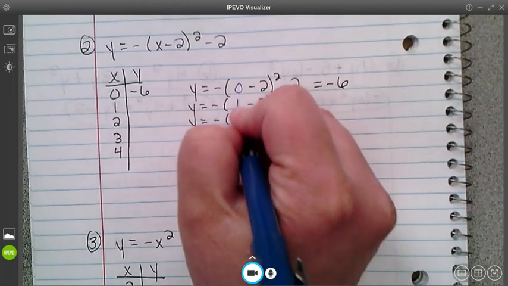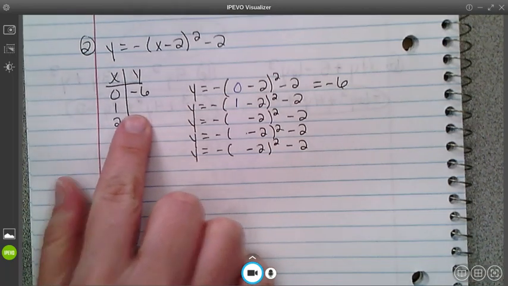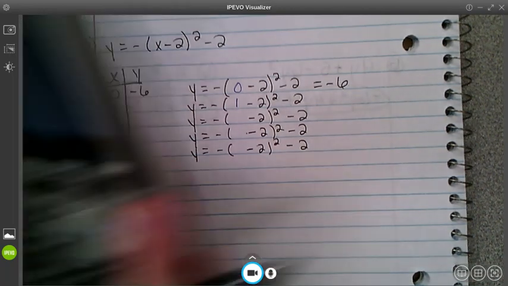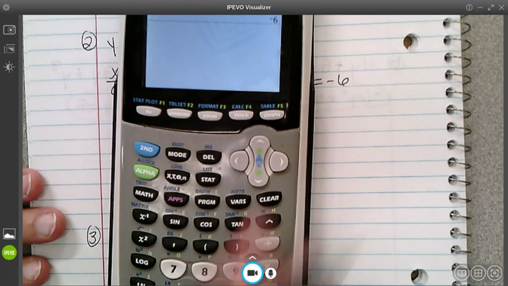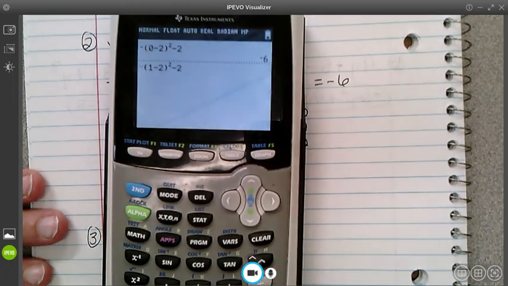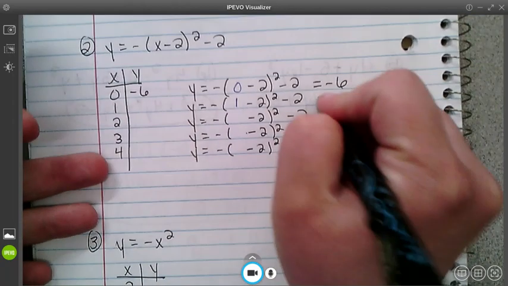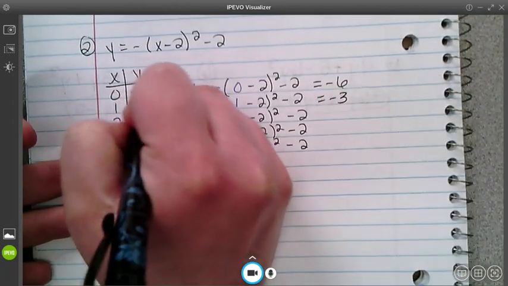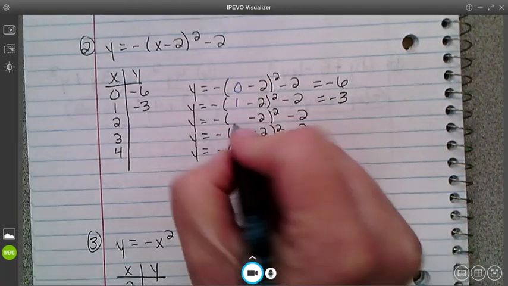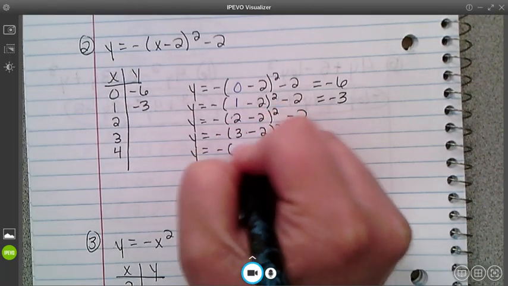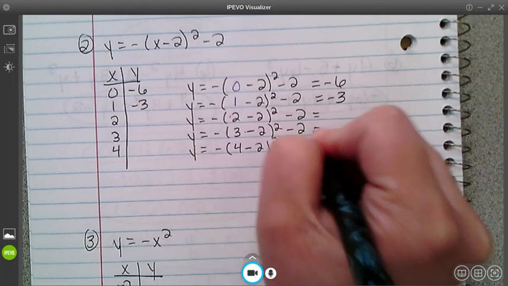So now we're going to change that to a 1. That's the next x value I'm plugging in. So we'll go up here. And you may be fast enough just to retype it in for smaller ones like this. It's negative 3. Okay. And then we'll plug in 2, 3, and 4.